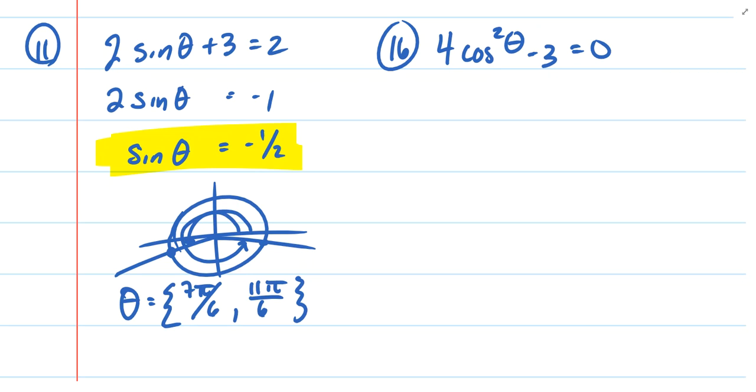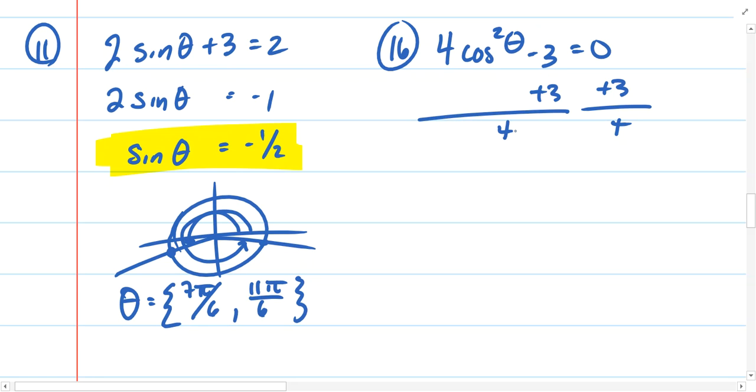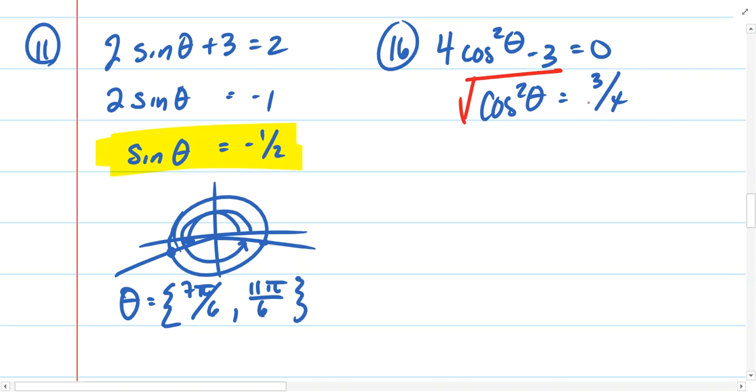I'm going to add 3 to both sides and then immediately divide by 4 after that's done. And I'm going to be left with cosine squared theta equals positive 3/4. Now, in order to get cosine theta by itself, I'm going to have to take the square root of both sides, but you've got to be careful here.